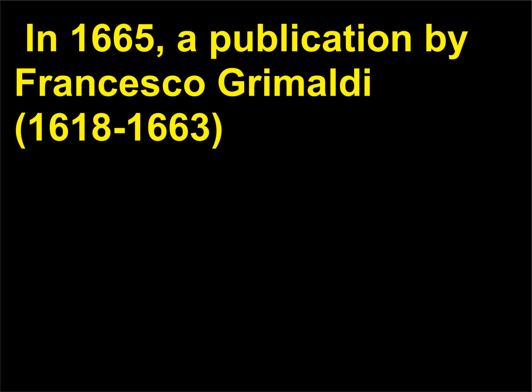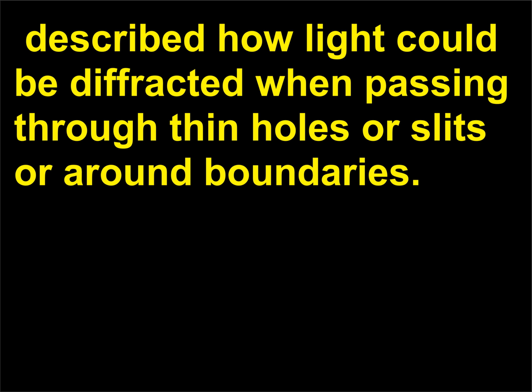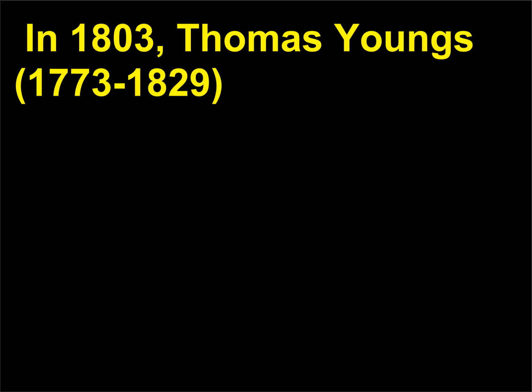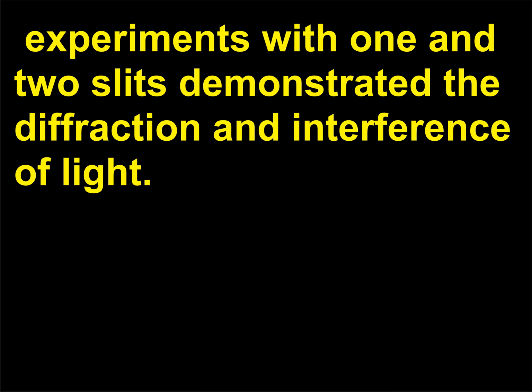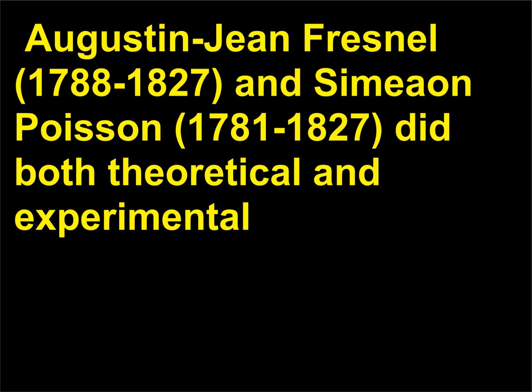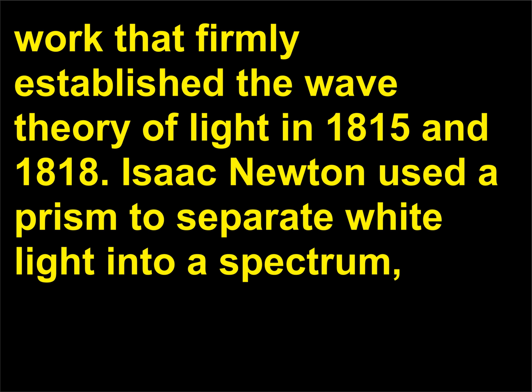In 1665, a publication by Francesco Grimaldi, 1618 to 1663, described how light could be diffracted when passing through thin holes or slits or around boundaries. In 1803, Thomas Young's, 1773 to 1829, experiments with one and two slits demonstrated the diffraction and interference of light. Augustin Jean Fresnel, 1788 to 1827, and Siméon Poisson, 1781 to 1827, did both theoretical and experimental work that firmly established the wave theory of light in 1815 and 1818.